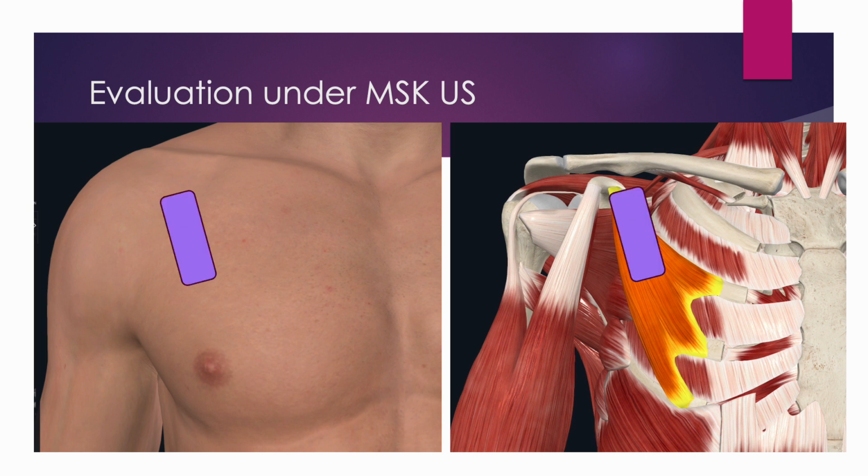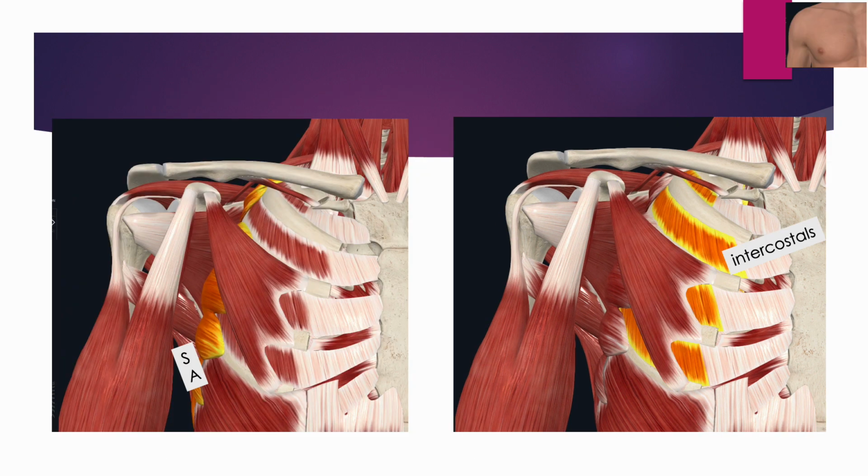The transducer is placed in a long axis view, starting with the bony prominence of the coracoid and moving inferiorly to see the layers of muscle. In these pictures, the pectoralis major muscle has been removed. Lateral to the pec minor muscle and inferiorly, you can see the serratus anterior muscle, and medially, what you'll see are the intercostal muscles in between the ribs.